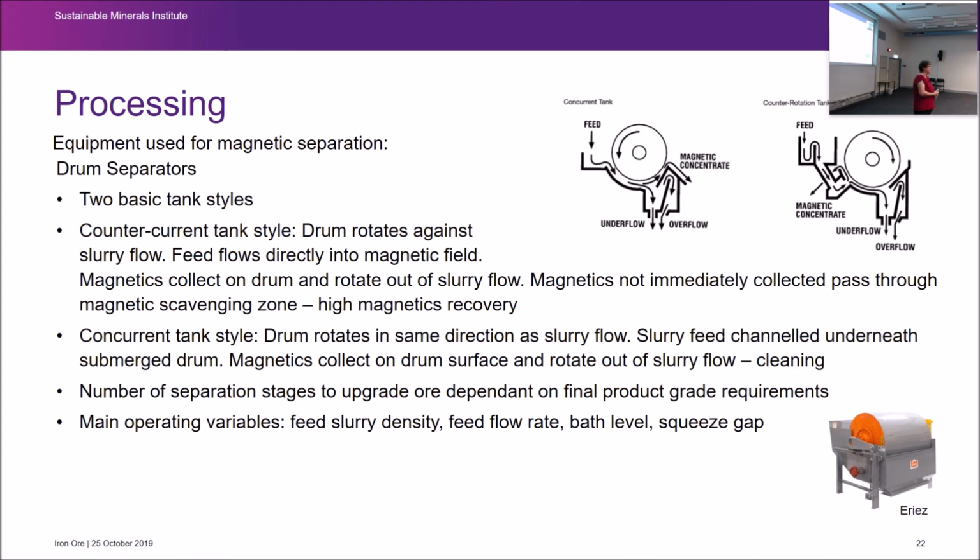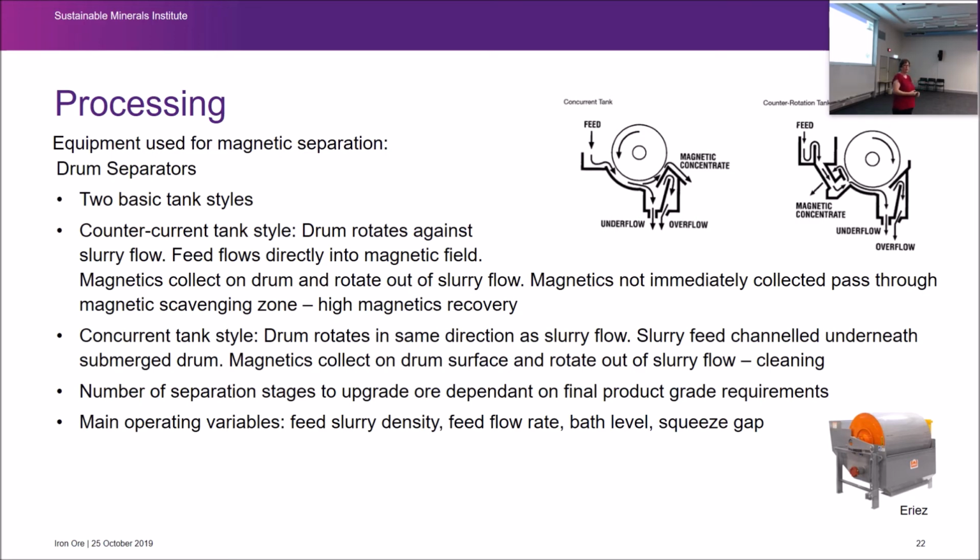So usually we would use drum separators, or wet magnetic drum separators, and you've got two basic tank styles, either counter-current flow or concurrent flow. With counter-current flow, the drum rotates in the opposite direction to the feed. As your feed material is fed, your magnetics attach to the drum and rotate out of the slurry feed, but there's a magnetic scavenging zone at the bottom of the drum where you can get additional recovery. So these ones are usually used in a rougher type application.